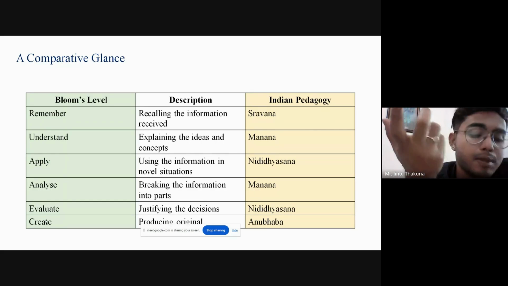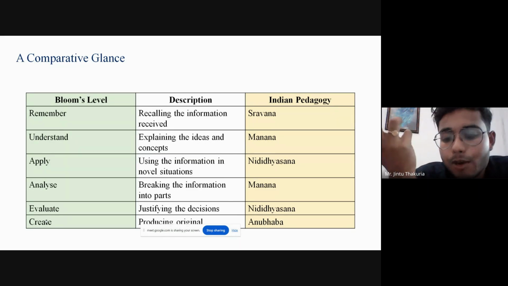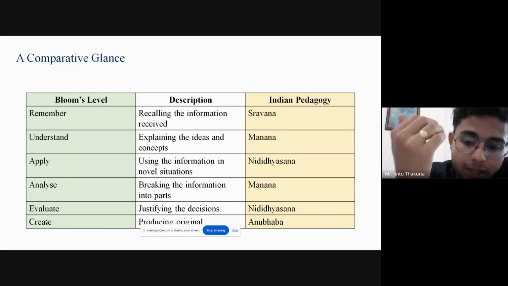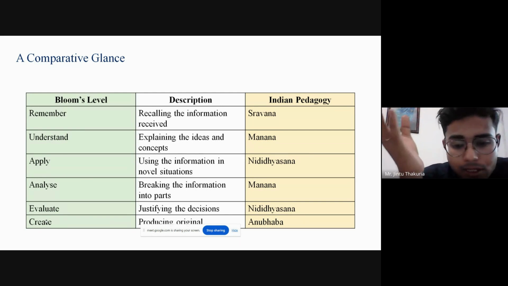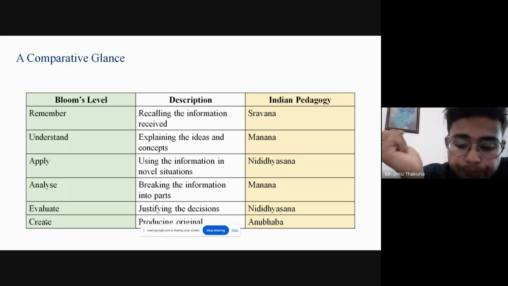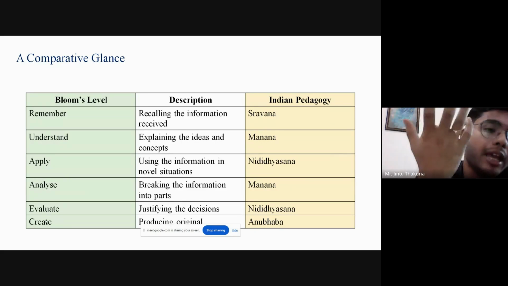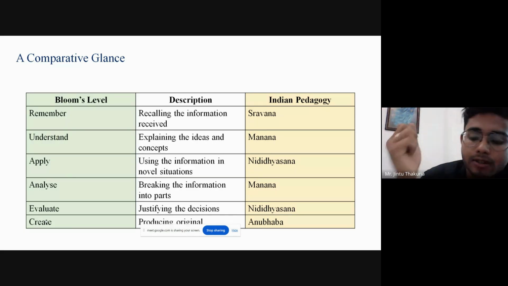Evaluation means that you attach values to your decisions, you justify your actions. That is again nididhyasana. And then create, that is where your knowledge becomes wisdom. You become able to produce something original, which is very important for research in higher education also. That is anubhava, that is experiencing. So this is a comparative glance at Bloom's taxonomy and Indian pedagogy. In this way, Bloom's taxonomy is rooted in the Indian knowledge system.